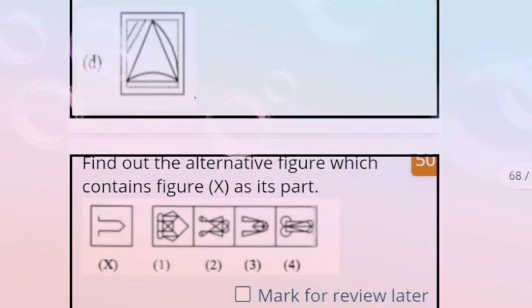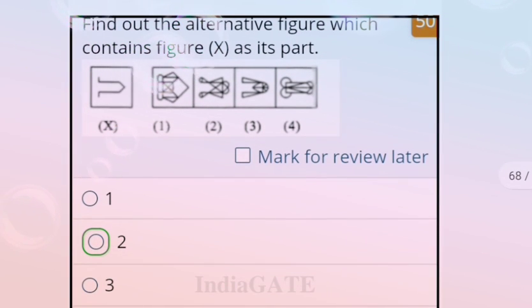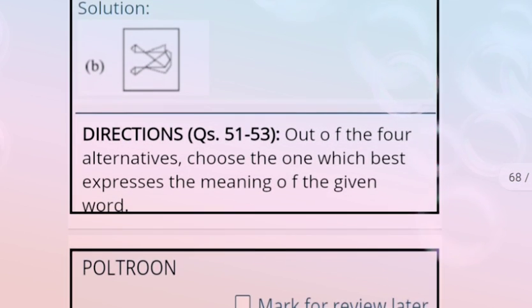Next question, find out the alternative figure which contains x as its part. So the correct answer is option B here. The second figure is containing the figure X.